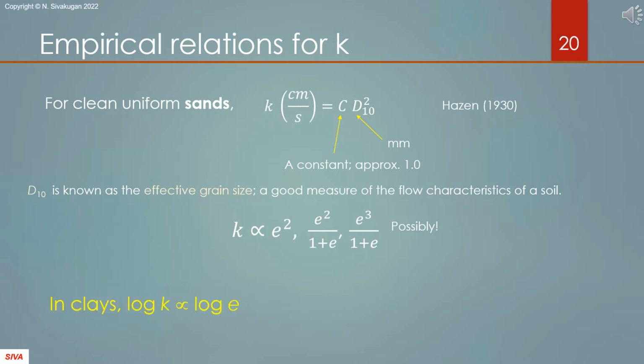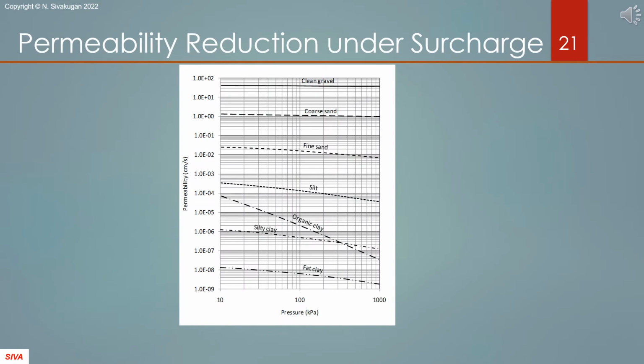In 1930, Hazen suggested that for clean uniform sands, k equals C times D10 squared, where C equals 1, D10 is in millimeter, and k is in centimeters per second. This is very approximate. In clays, log k is proportional to log of the void ratio e. When there is a surcharge on top, void ratio decreases and understandably the hydraulic conductivity decreases too. However, the extent of the reduction in k with surcharge depends on the soil type. The reduction is more pronounced in clays than in granular soils.